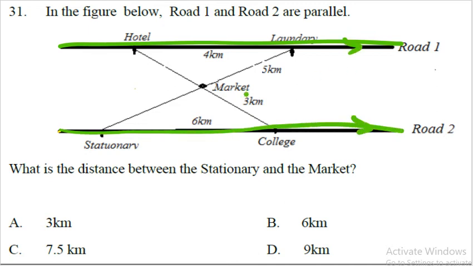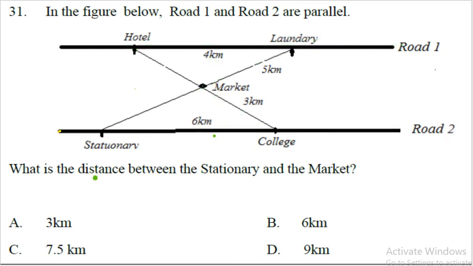They are parallel, and there are some given conditions. The distance from here to here is 4 kilometers, this distance is given as 5 kilometers, this distance is 3 kilometers, and here it is also 6 kilometers. So what is asked? What is the distance between the stationary and the market? The stationary is here, and the market is here. What is this distance? That's the question.